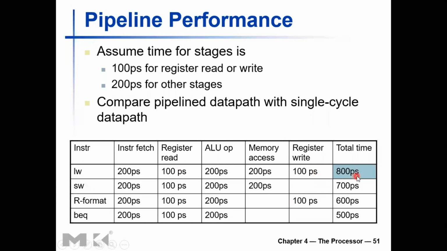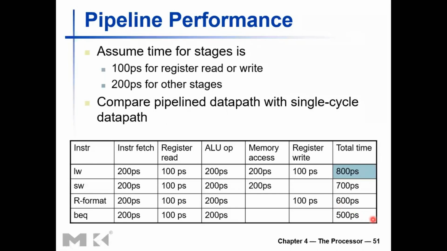So the absolute time taken by each of the instructions is like this. As we know, the load word instruction uses all 5 stages, so 800 picoseconds. Store word doesn't use the write back stage, so absolute time is 700 picoseconds. R format instructions don't have memory access, so 600 picoseconds. Branch doesn't use the memory access, nor the register write, so 500 picoseconds.